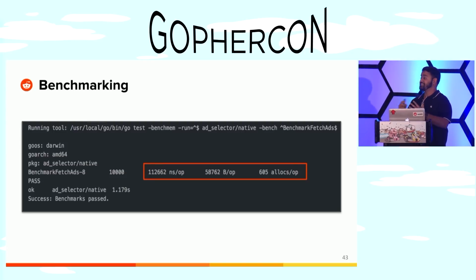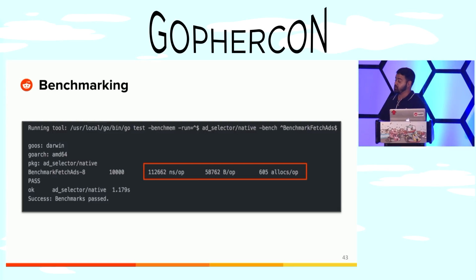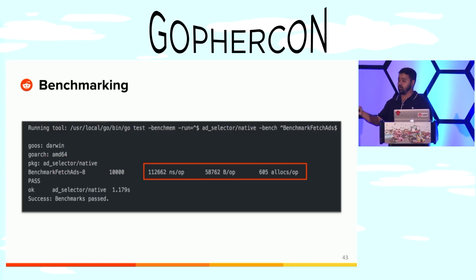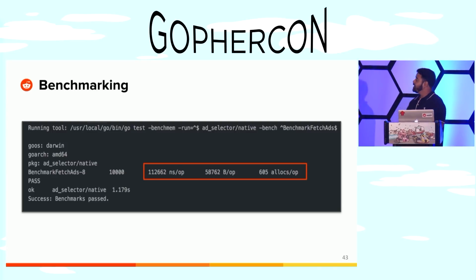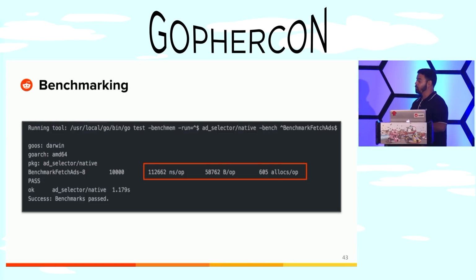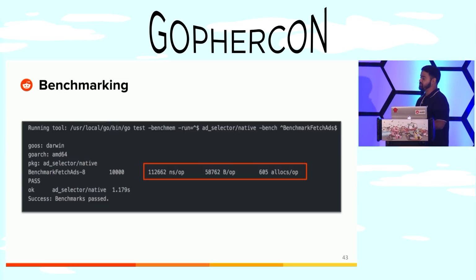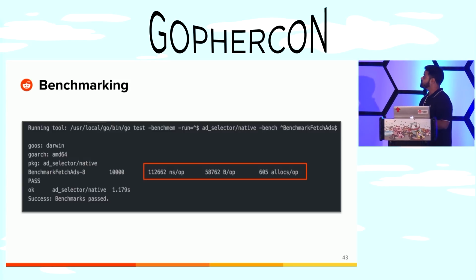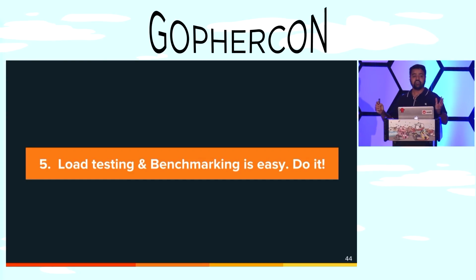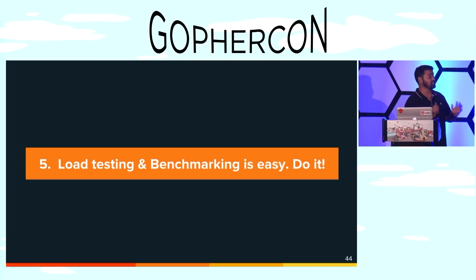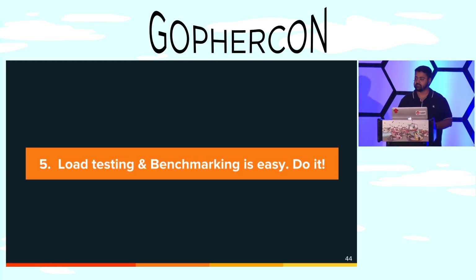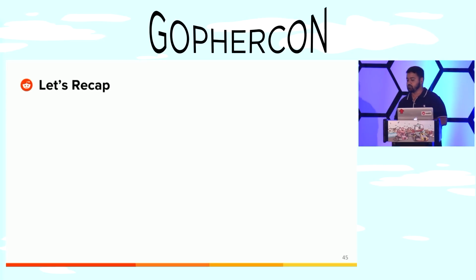And this has helped us in a couple of ways. It's helped us prevent degradation or making changes that slow things down. It's also given us the ability to look at how things have changed over time. And then we've also used benchmarks to make trade-off decisions about implementations. So the lesson here is load testing and benchmarking is really easy with Go. You should use it. So that brings us towards the end.